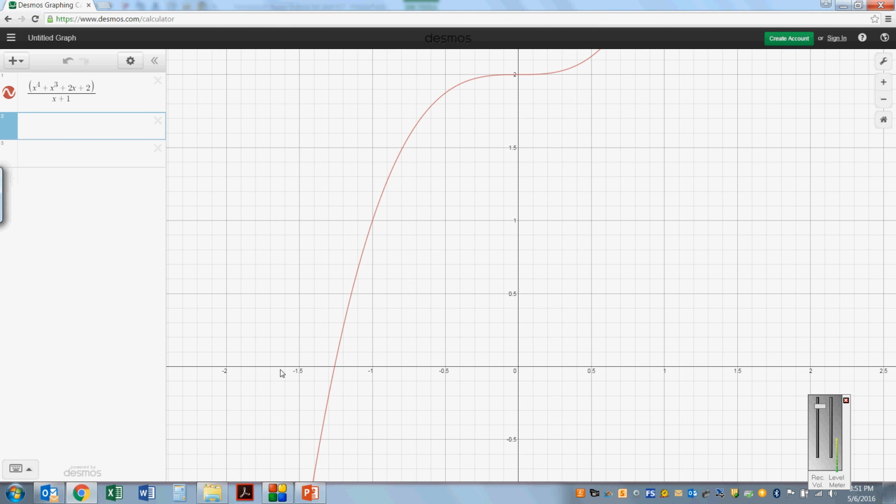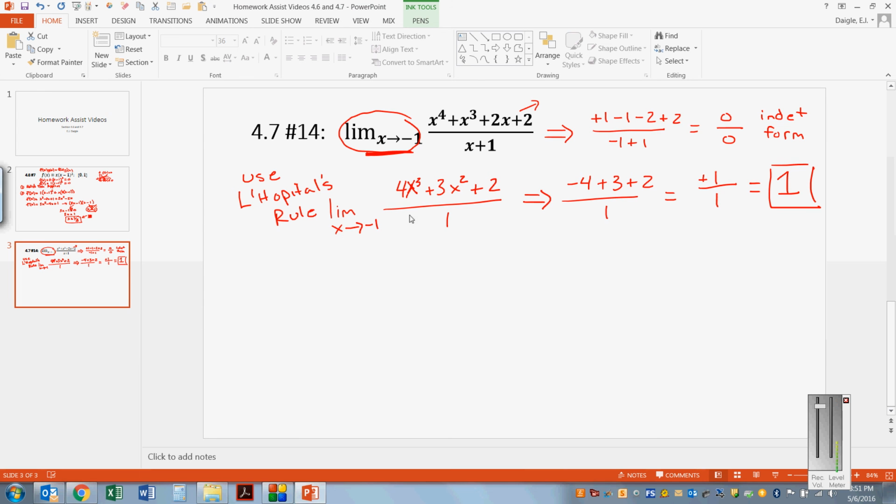As we approach -1 on x, so here's x equals -1 right there. So as I approach -1 in this direction, I'm going towards 1. As I approach -1 in this direction, I'm going towards 1. So the answer to your question is the limit of the function as x approaches -1 is 1.